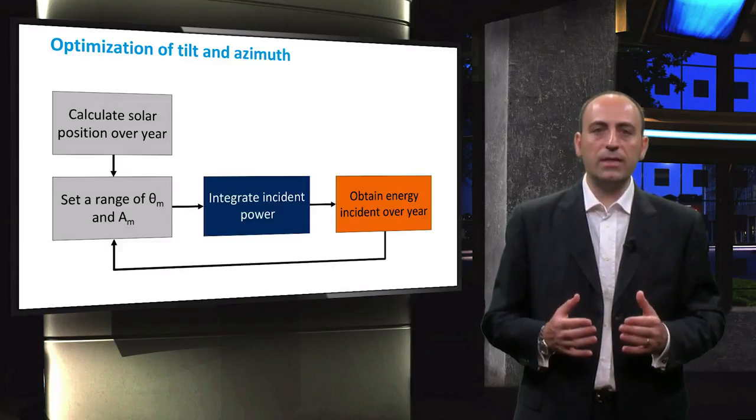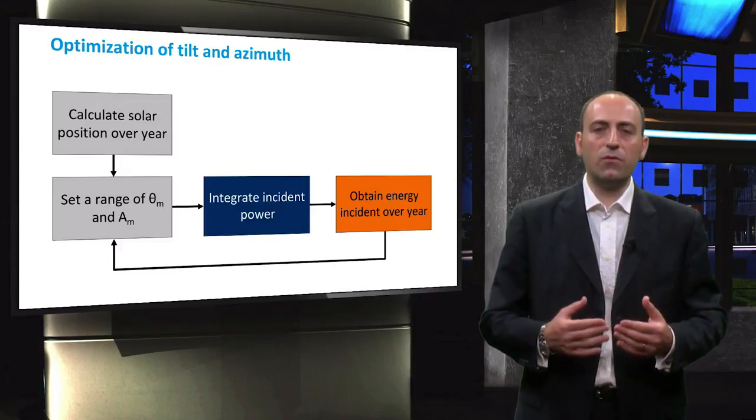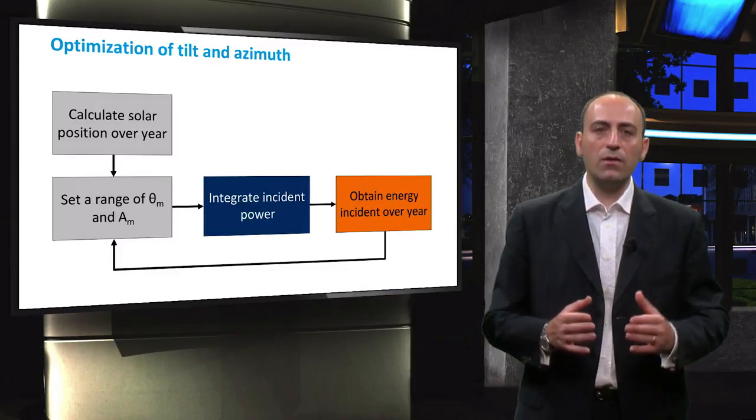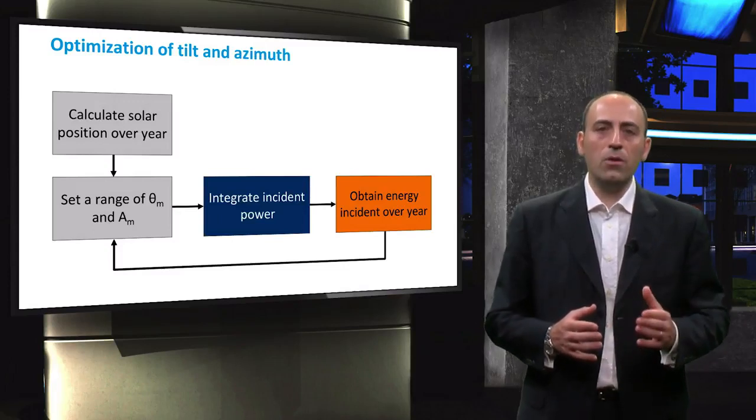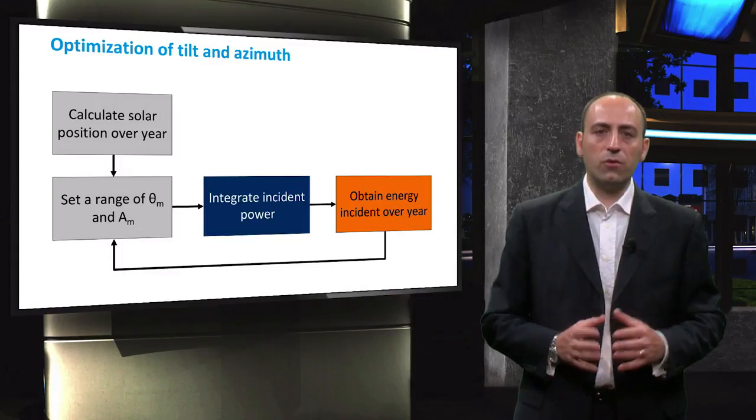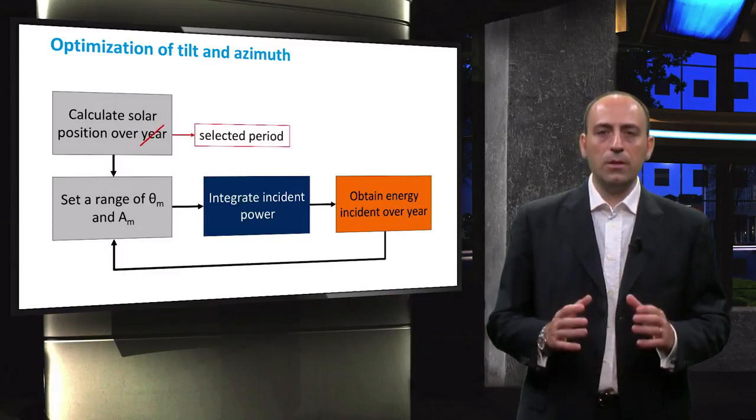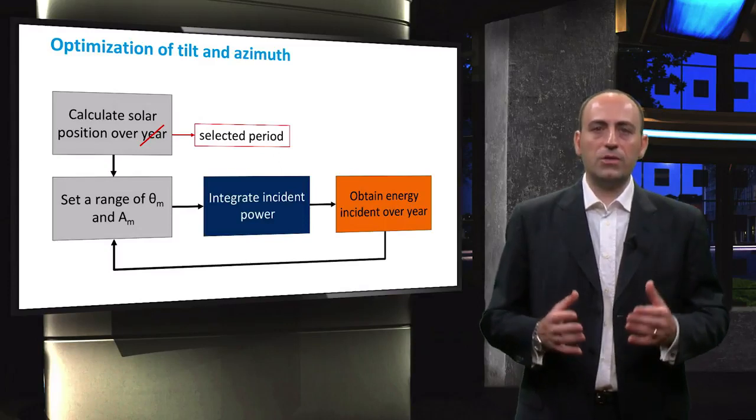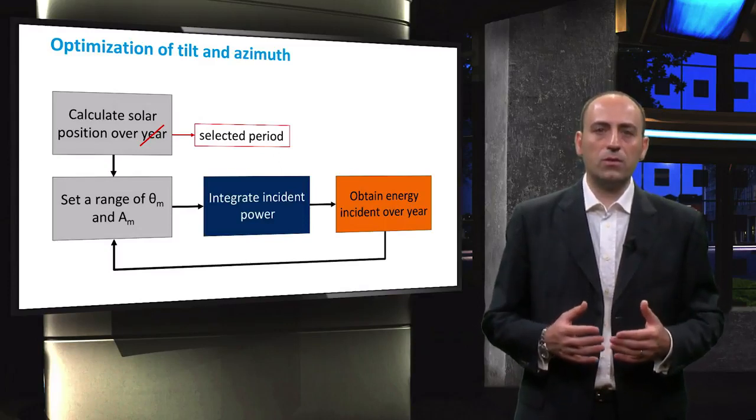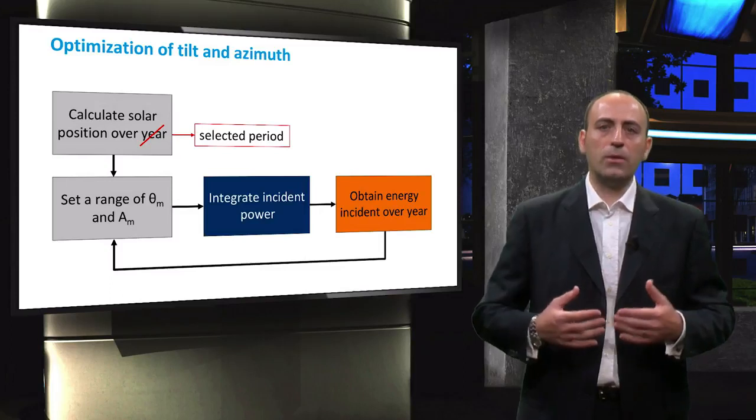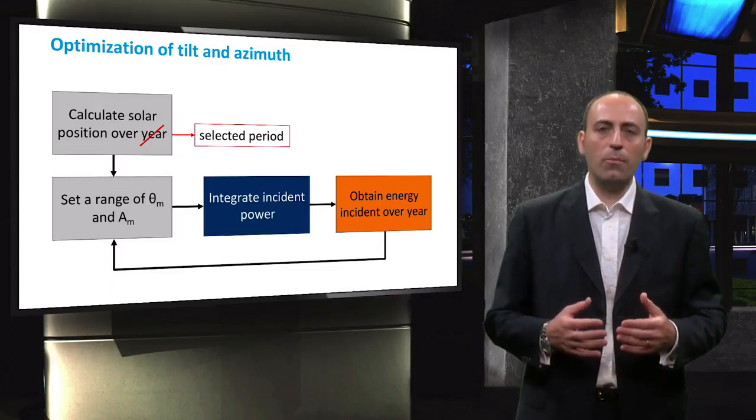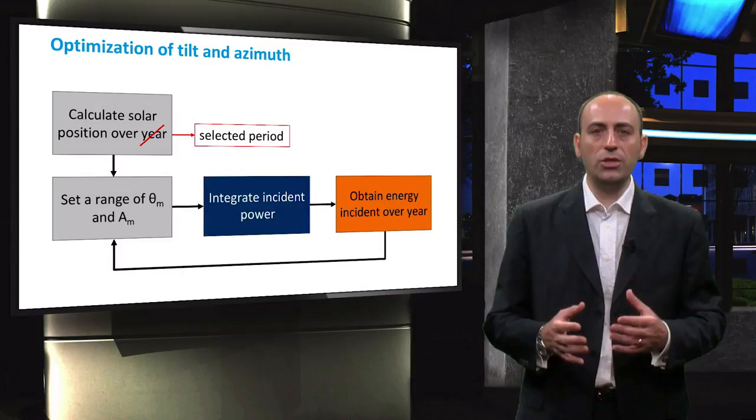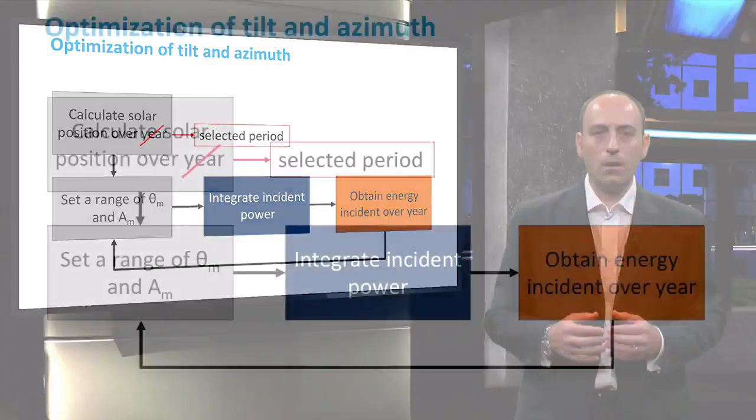The same approach we used before can be used to find the optimal configuration for each season or month. In this case, the incident power is only integrated for a certain month or season rather than over the whole year. You can then find the optimal configuration for the selected period. This approach can easily be used for any time period. However, it is rarely employed for time periods of a month or shorter because the potential energy gain is very small compared to the labor required to change the orientation of the panels.